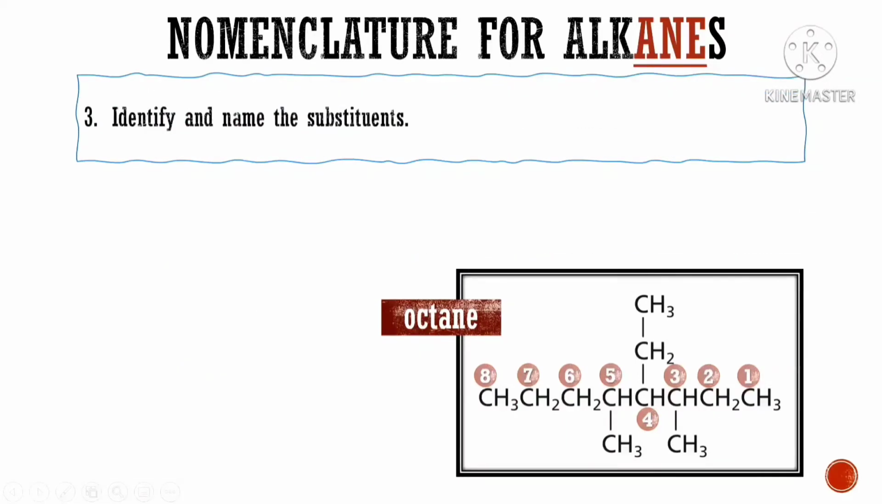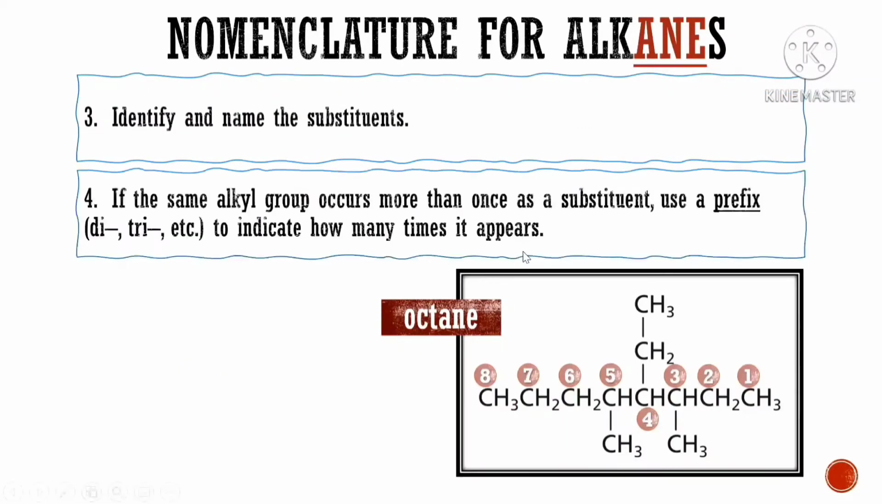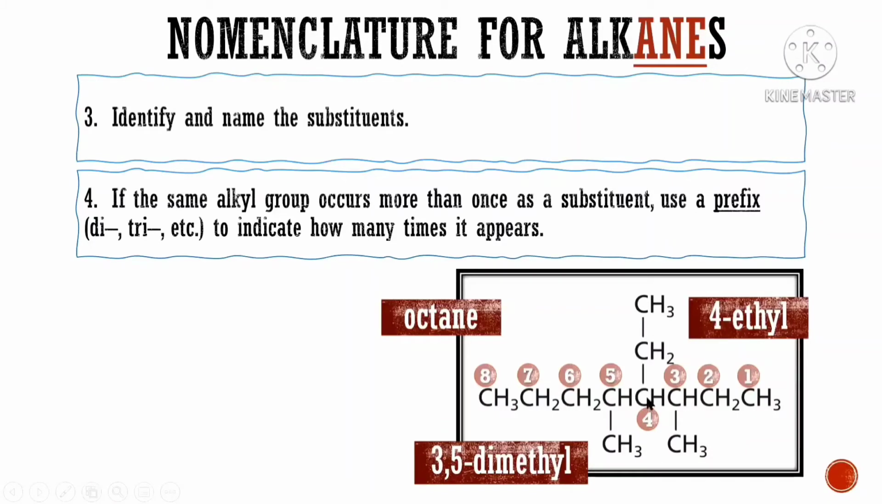Next, we have to identify and name the substituents. If the same alkyl group occurs more than once as a substituent, use a prefix di, tri, etc. to indicate how many times it appears. At carbon number 3 and 5, we have 2 methyl groups, so we write 3,5-dimethyl. We use the prefix di because there are 2 methyl groups at carbon number 3 and carbon number 5. At carbon number 4, we have an ethyl group, so we write 4-ethyl.